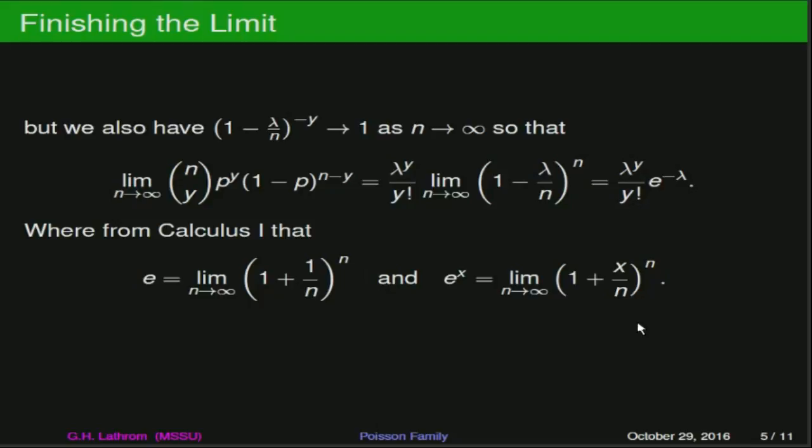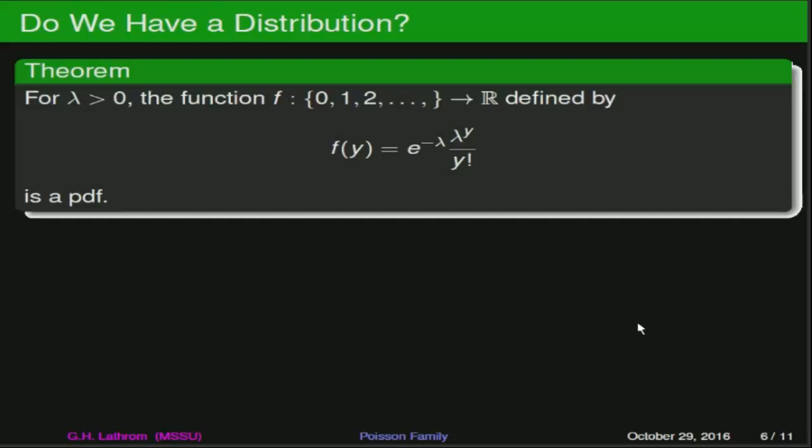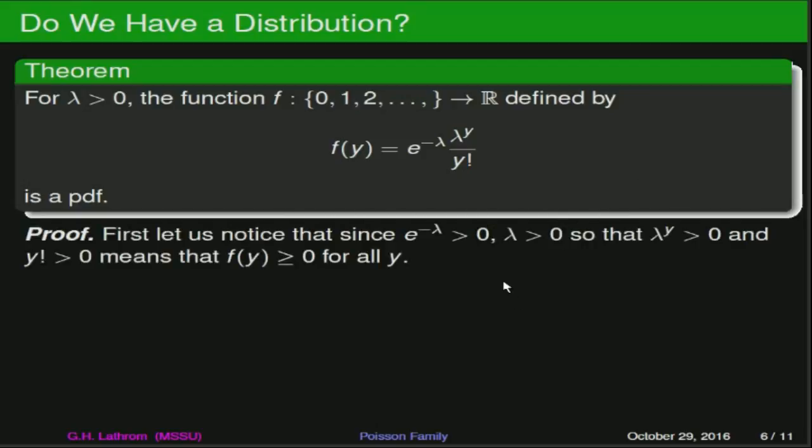And so, of course, the natural question that we ask is, do we actually have a distribution from this? So, things that we need to check. Well, all of the components in our function f, being e to the minus y, lambda to the y, and y factorial, all of those are going to be positive. And so that naturally means that f of y is going to be non-negative for all y.